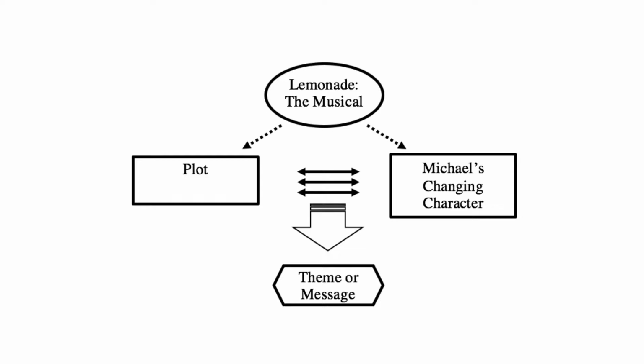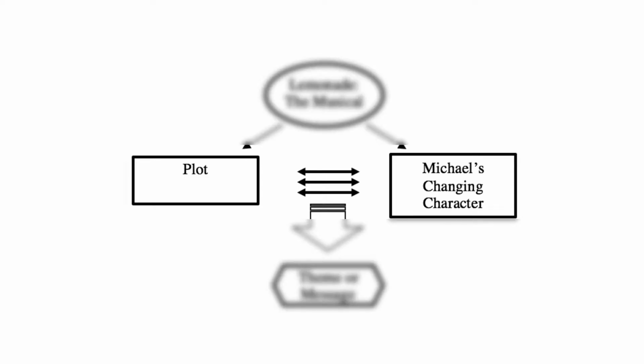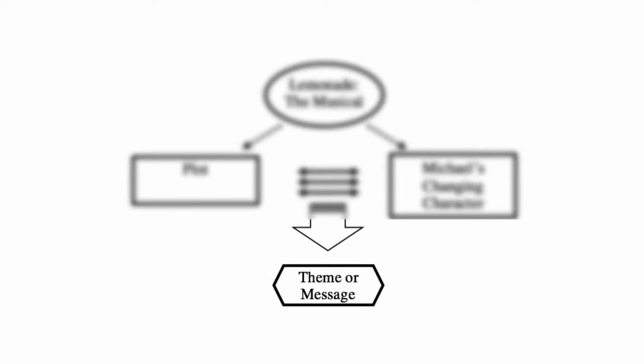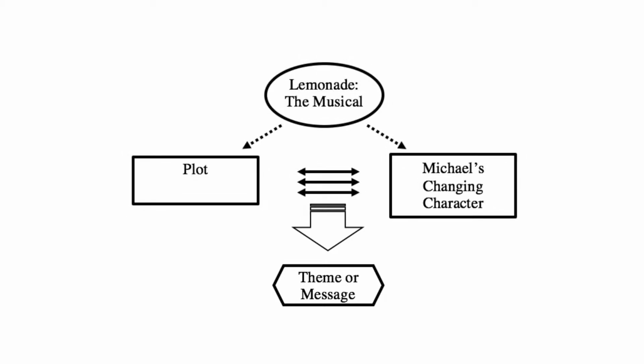One of the elements that's taken out of the text is the plot. The other element is Michael's character, or rather, how his character changes. The prompt asks for a detailed examination of these two elements to uncover interrelationships. How does one affect the other? Then, the student must use those ideas to draw a conclusion about the text. Usually, the conclusion is related to the message or theme of the story.